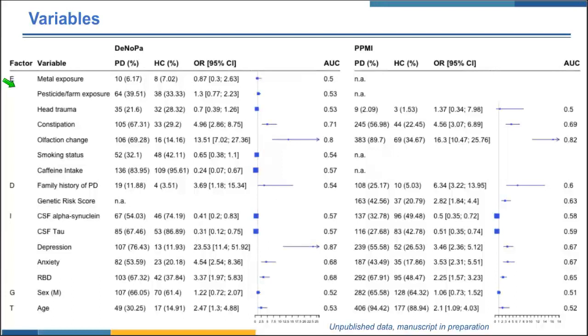Here pesticide and farm exposure is not a single event. It's more about continuous exposure, mostly associated with your occupation and job. For head trauma, it depends on the severity of the head trauma, and whether you lost consciousness when you experienced it. For constipation, we noticed that a higher percentage of PD patients have problems with constipation compared with healthy people. And olfaction change is actually your sense of smell.